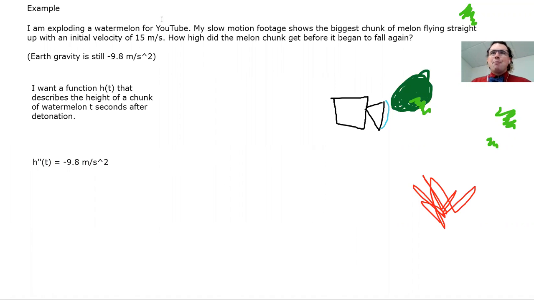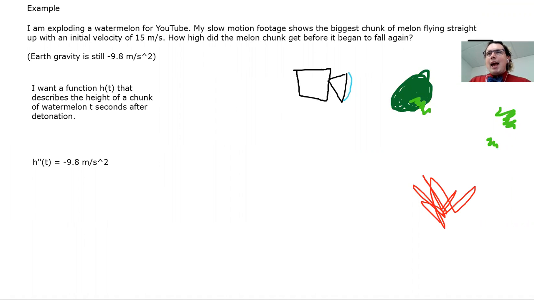And actually, it's important that I use a slow motion camera here, because I was able to look at that piece of watermelon in my footage and determine its initial velocity, right? I need that extra piece of information in order to solve this antiderivative problem. So my h prime at time 0, what is the initial velocity for this chunk? Here, I've got 15 meters per second.